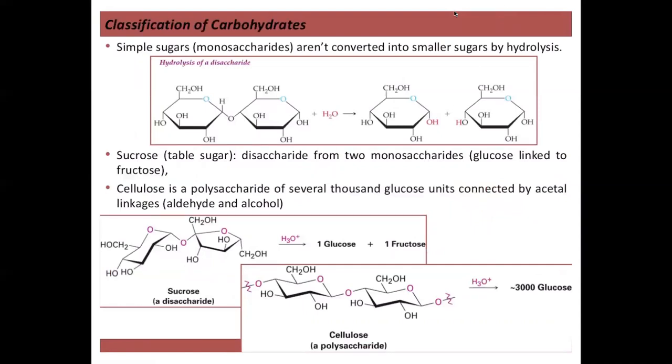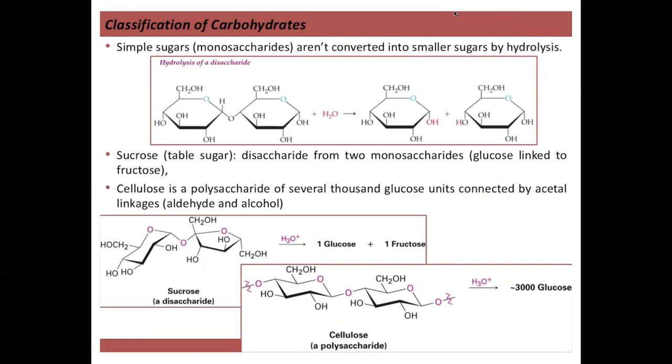Now these acetal linkages, just like we saw back in the ketone and aldehyde chapter, can undergo hydrolysis to release the individual sugars. If you just add water here, you can convert them into their individual components, whereas monosaccharides aren't converted into smaller sugars. The key for these disaccharides, oligosaccharides, and polysaccharides that we've talked about before is that they can all be converted back into individual sugars.